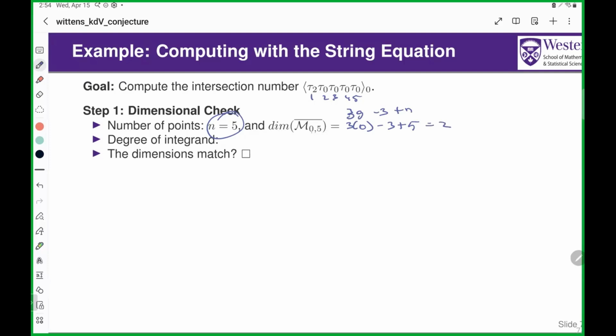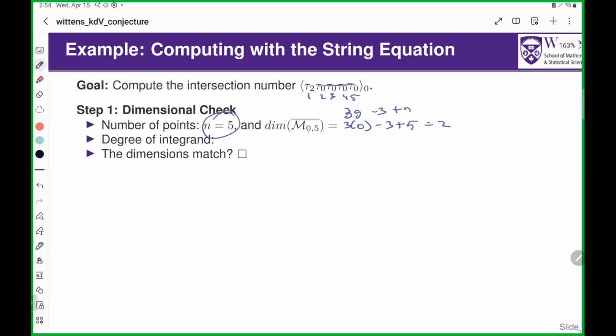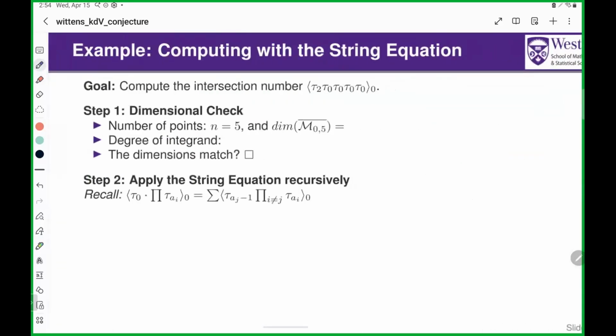And then you have to check, well, what's the degree of the integrand? Well, everything here, these guys, they're all raised to the power 0. So those psi classes, whichever ones they correspond to, are to the power 0. And this one is to the power 2. So the degree of the integrand is 2. And so, well, these two things match. And so let's see what the intersection number is going to be. It need not be 0.